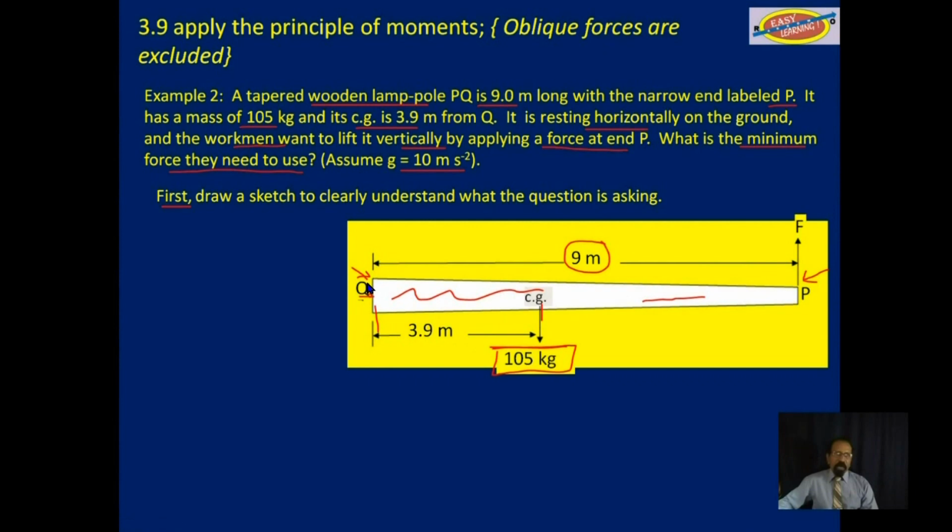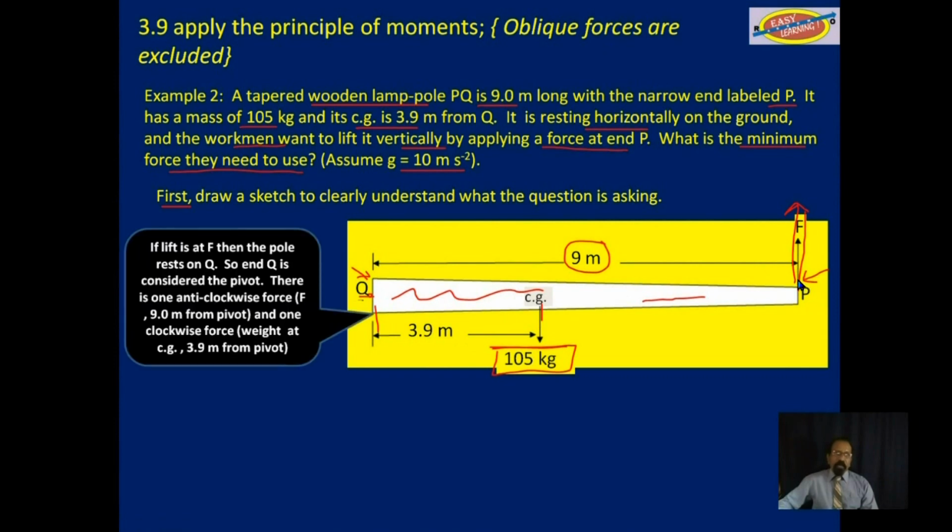The workmen are applying a force at F here. We want to know what is the minimum force that the workmen need to apply here in order to lift this pole. Well, if they are applying the force at F, then this end here becomes the pivot. This end is resting on the ground.